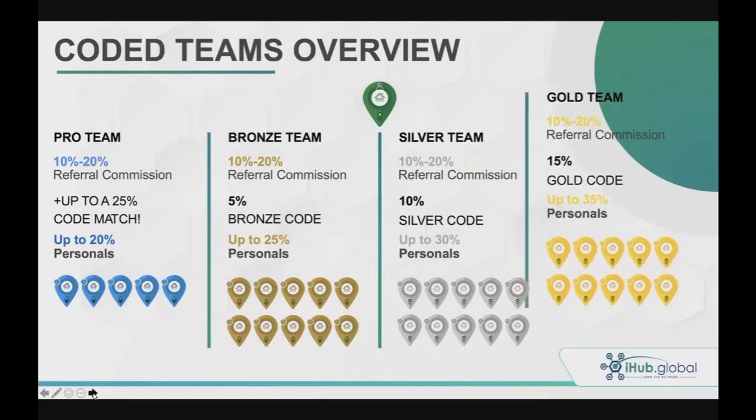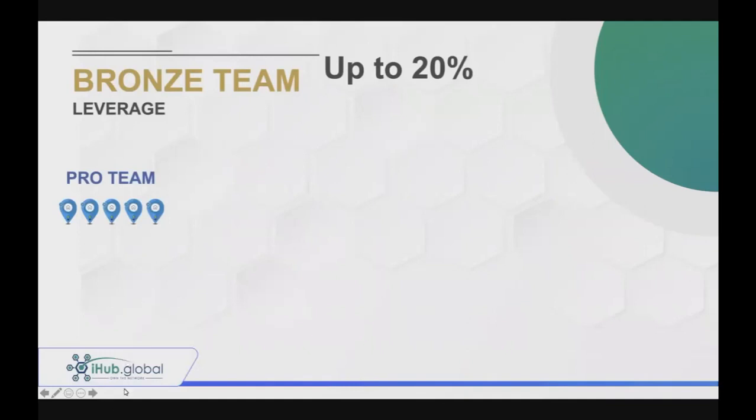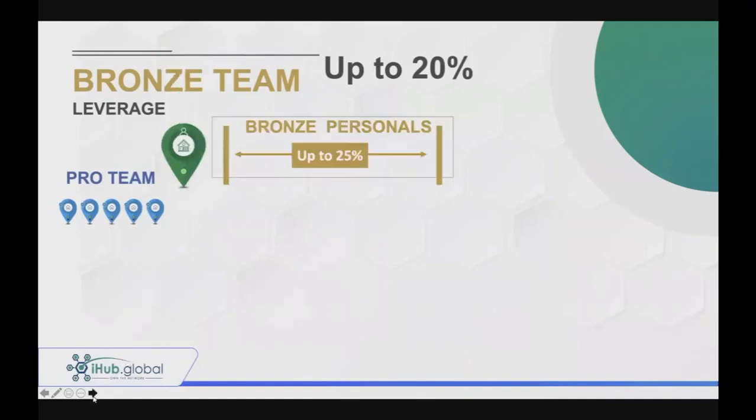And then obviously the gold team is up to 35% because 20% potential in referral commission plus 15% gold code, up to 35% on all your personals. Again, starts with number 26 and goes to infinity. You could have 100 people in your gold team. 35% on your personals. That's incredible, guys. If it was just this, it would be an unbelievable compensation model for us to follow. It's a 1-level compensation plan, but it gets even better than this, because there's a leverage component here that we haven't even talked about yet.